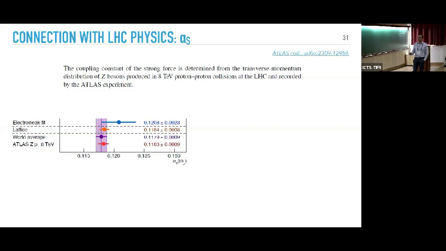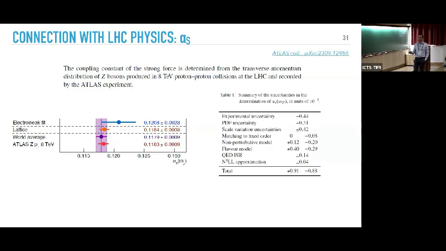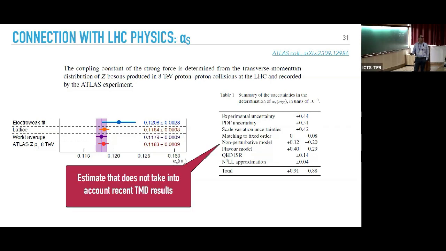Also, there is a connection with the determination of alpha S. This is really quite surprising and new. ATLAS published a recent determination of alpha S, the most precise ever. Among the contributions to the uncertainty, in units of 10 to the minus 3, so they are all very small, but still you see that there is a non-perturbative model part. This is what we would attribute to the TMDs. And this estimate does not take into account the up-to-date knowledge about TMDs. This could be in a good or a bad way. In the bad way, in the sense that maybe it is an underestimate of these uncertainties. In a good way, in the sense that we have information about these non-perturbative parts, and so maybe in the end the impact is reduced.